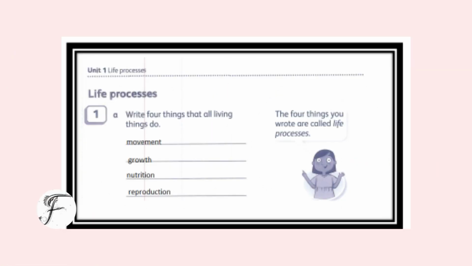Now, page 5, life processes. Activity 1, A. Write 4 things that all living things do. The 4 things you wrote are called life processes. So you have done this in notebooks. You have to write the same as in the workbook: movement, growth, nutrition, reproduction.